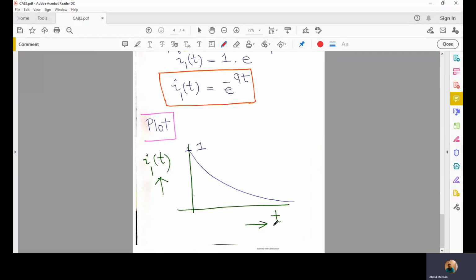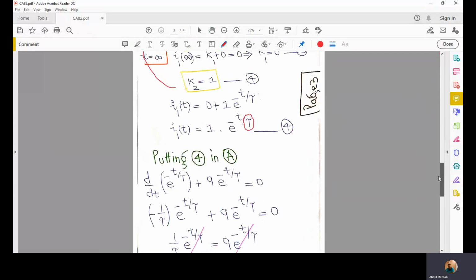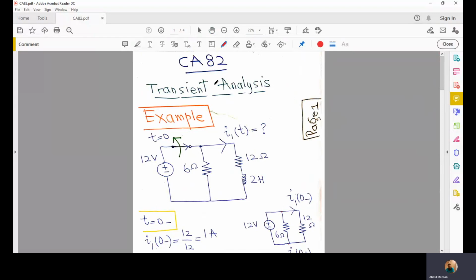We can draw it, and we can use MS Excel, like I have taught in one of my previous lectures, that you can use MS Excel to draw this function. So you can practice that too. Okay, that's all for this lecture, and we will keep on studying transient analysis of first order circuits in our upcoming lectures. Thank you.